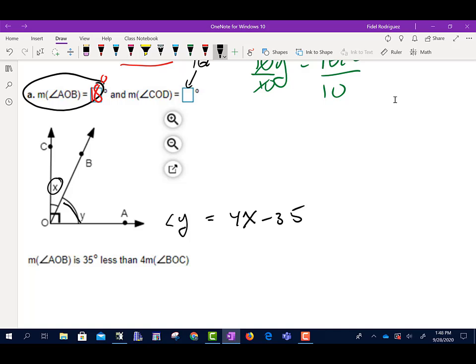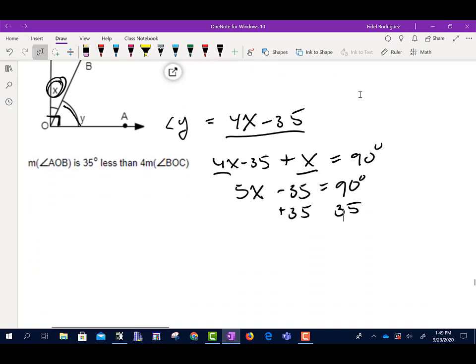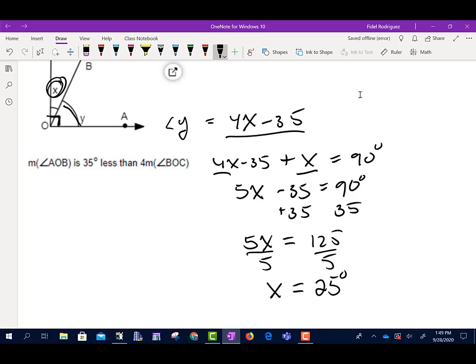Now this is a right angle, so that means that everything has to add up to 90 degrees. So angle Y, which is 4x minus 35, plus the measure of angle X has to add up to 90. So 4x and another x is 5x, minus 35 is 90. We can just add 35 to both sides. So this gives me 5x equals 125. And when I divide everything by 5, x is going to give me 25 degrees.